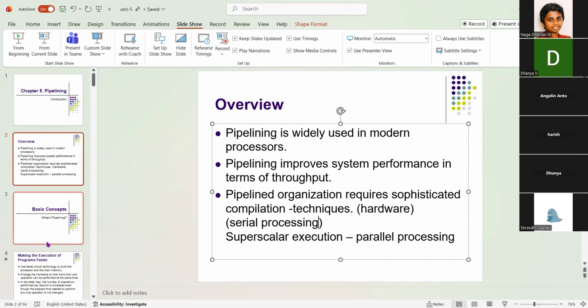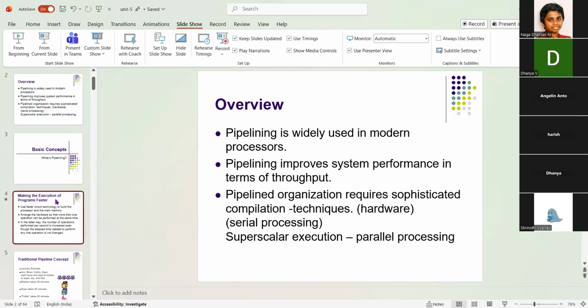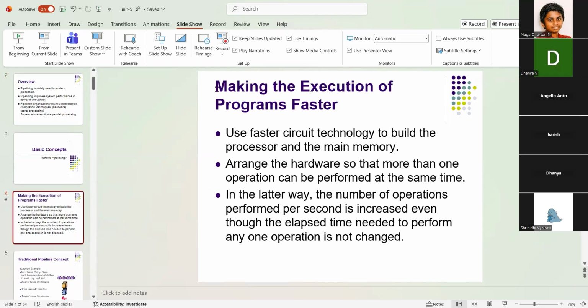We'll come to the throughput point later. So what is the motivation behind learning pipelining? How do we make the execution faster? Like, how can we make something faster? What you can use is a faster circuit technology, so that you access things faster. Main memory is something that's very slow, so you have cache, and then you have your main memory.